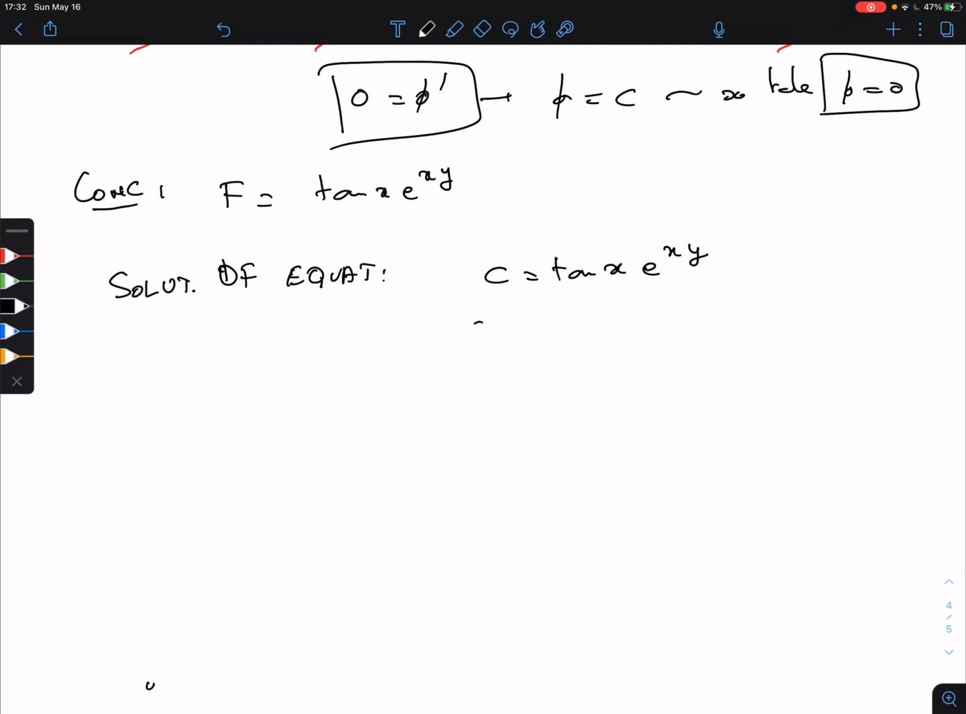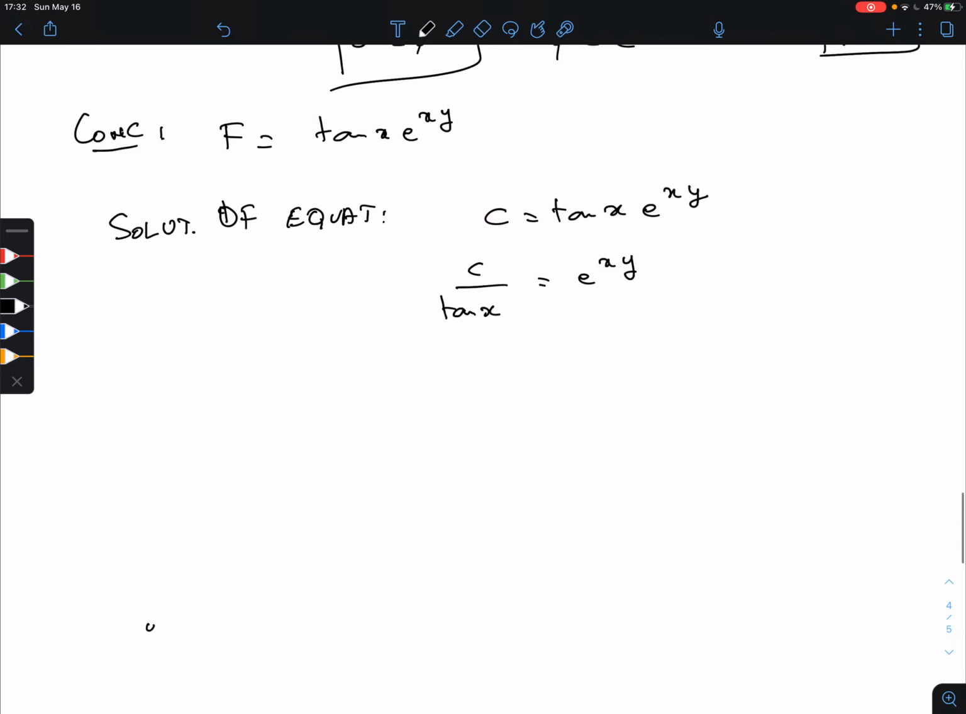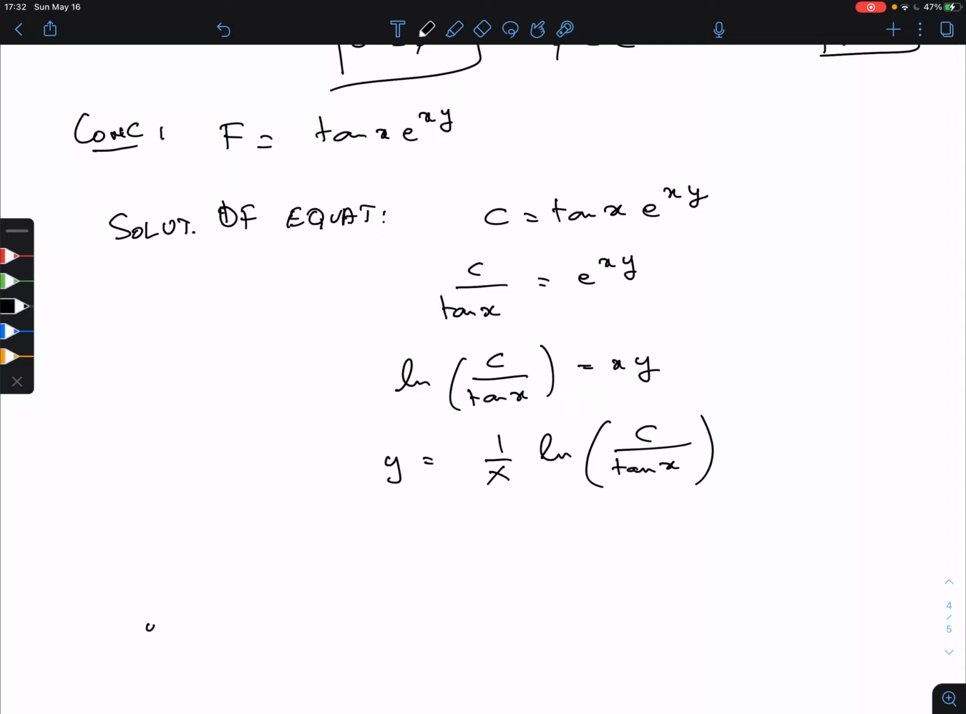And again, if we want to, you can make it explicit, right? Let's try to do this. e^(xy) tangent x equals c. Now I want to get to the exponent, so I have to take ln of both sides. So this is ln of c over tangent x equals xy. So y is equal to 1 over x times ln of c over tangent x. Cotangent x if you want. Okay, so that is our general solution.